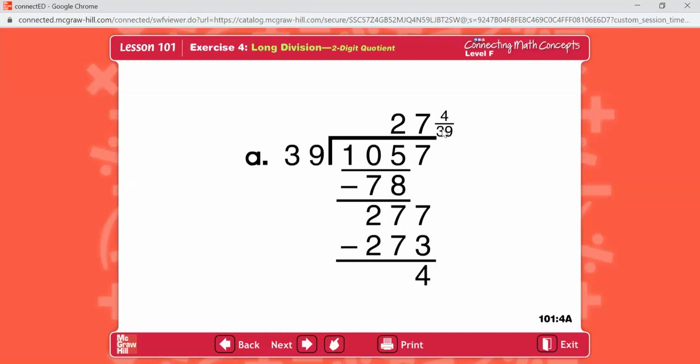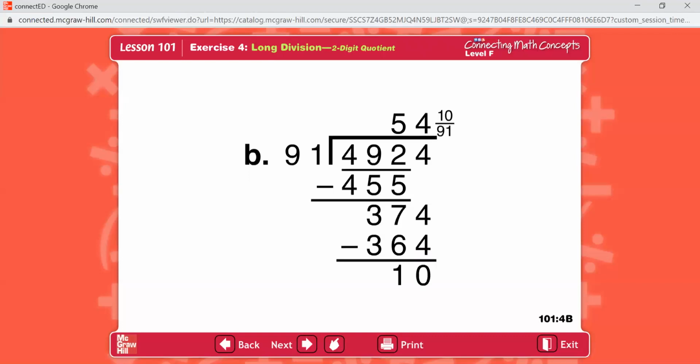Problem B, 4,924 divided by 91. Copy the problem and work it. Pause the video now to do so. Underline the digits for the first division problem you work. The first division problem you worked is 492 divided by 91. The second division problem you worked is 374 divided by 91. The second digit of the answer is 4. The answer to the whole problem is 54 10/91. Here's what you should have.